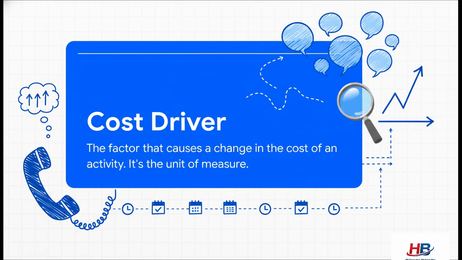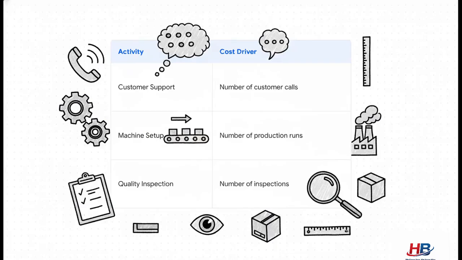For example, what drives the cost of customer support? Well, it's the number of customer calls. So the number of calls is our cost driver. And here are a few more really clear examples. For customer support, like we said, the driver is the number of calls. For setting up a machine, it's pretty obvious. It's the number of times you do a setup or a production run. And for quality checks, it's the number of inspections. See? Each activity has a really clear, logical thing you can count.